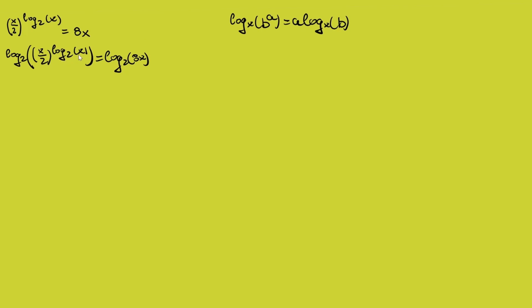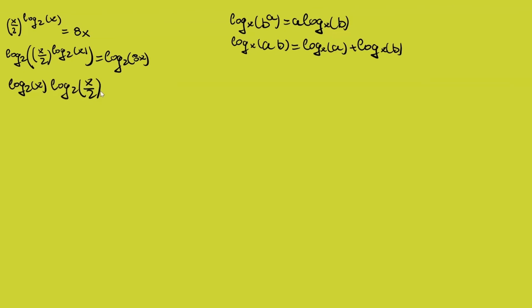In our case, the exponent is log base 2 of x. And on the right-hand side, we see that we have log base 2 of 8x. 8x is nothing other than 8 times x. And log base x of a times b equals log base x of a plus log base x of b. So let's rewrite our equation. We have log base 2 of x, which is this exponent, times log base 2 of x over 2 equals log base 2 of 8 plus log base 2 of x.